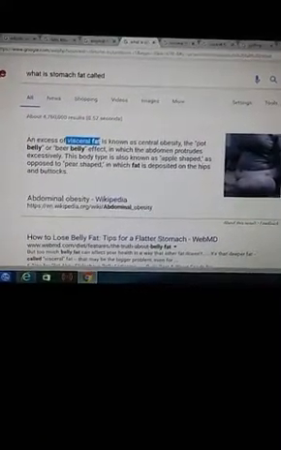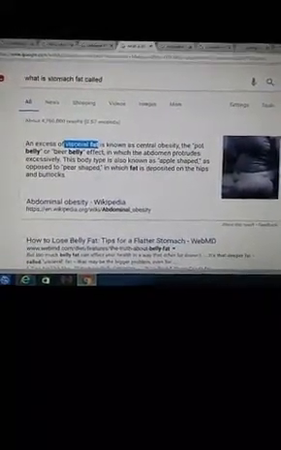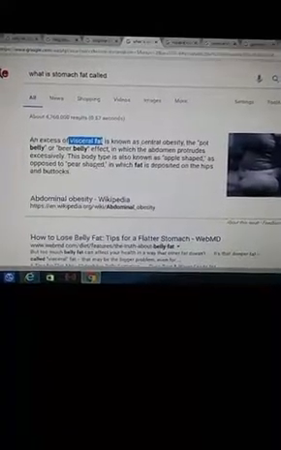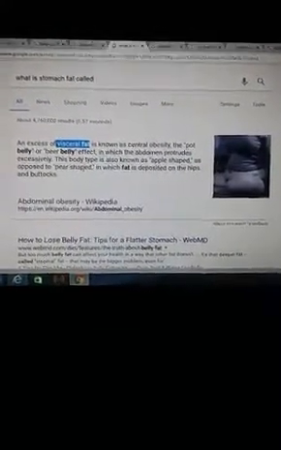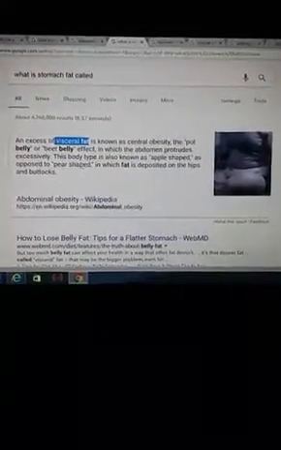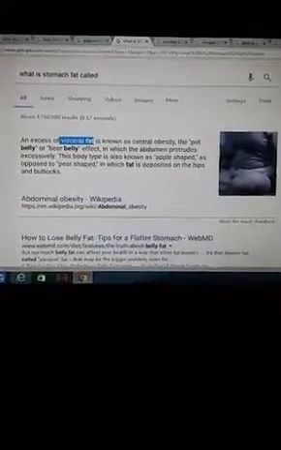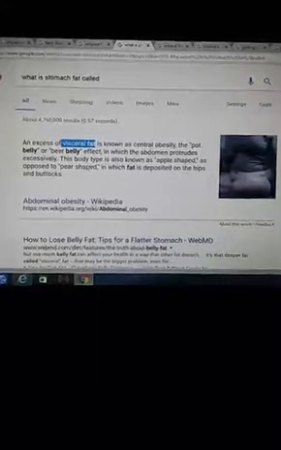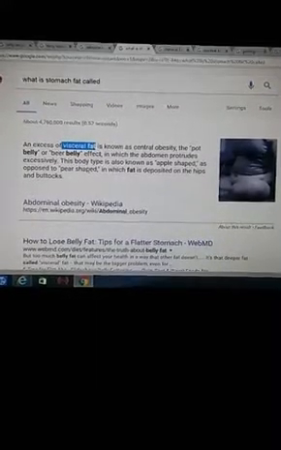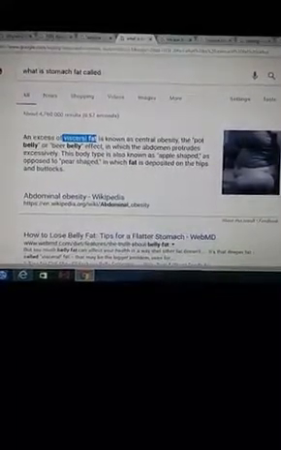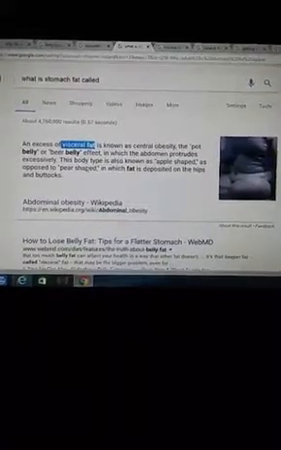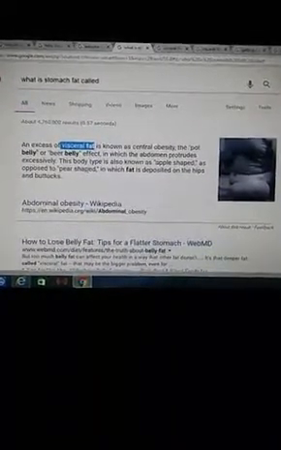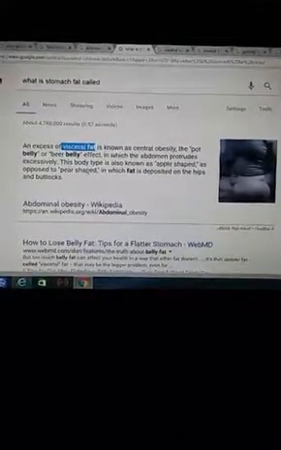Let's talk about visceral fat. That's the same thing. See, they fool you with all these different terms and try to get you to think it's all these visceral fats and adipose tissue and storing fat and storing energy and all that. Don't feed into that. All right. So, an excess of visceral fat is known as central obesity.